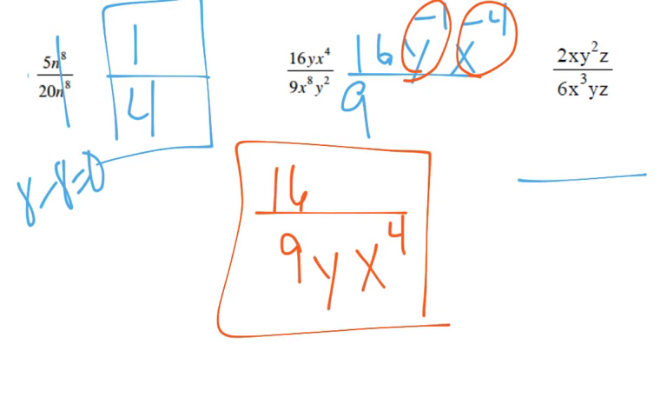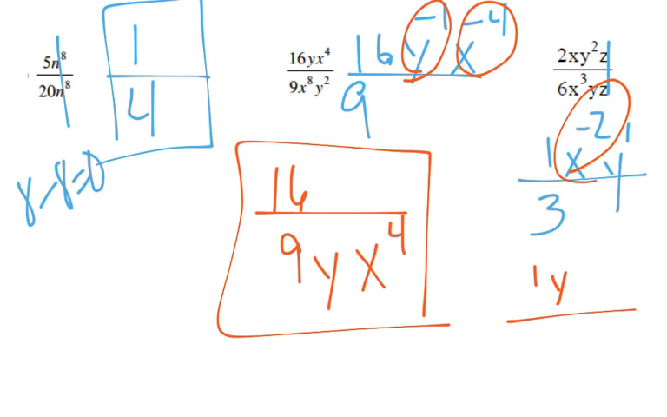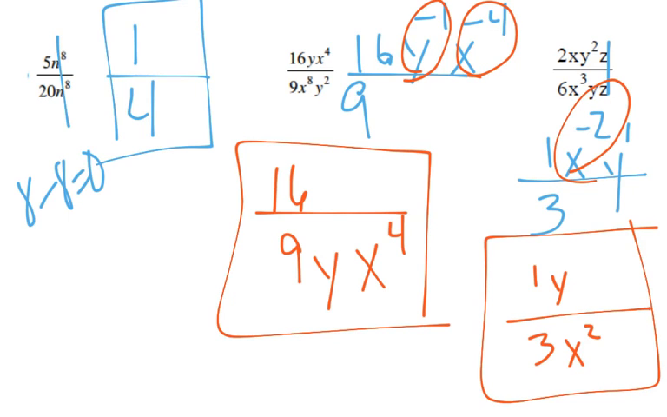2 over 6 reduces to 1 over 3. X to the 1 minus 3 is negative 2. Y to the 2 minus 1 is 1. Your z's are going to cancel. Once again, we cannot have this negative exponent, so it becomes 1y over 3x squared. You do not have to have that 1 written. It's okay if you do.